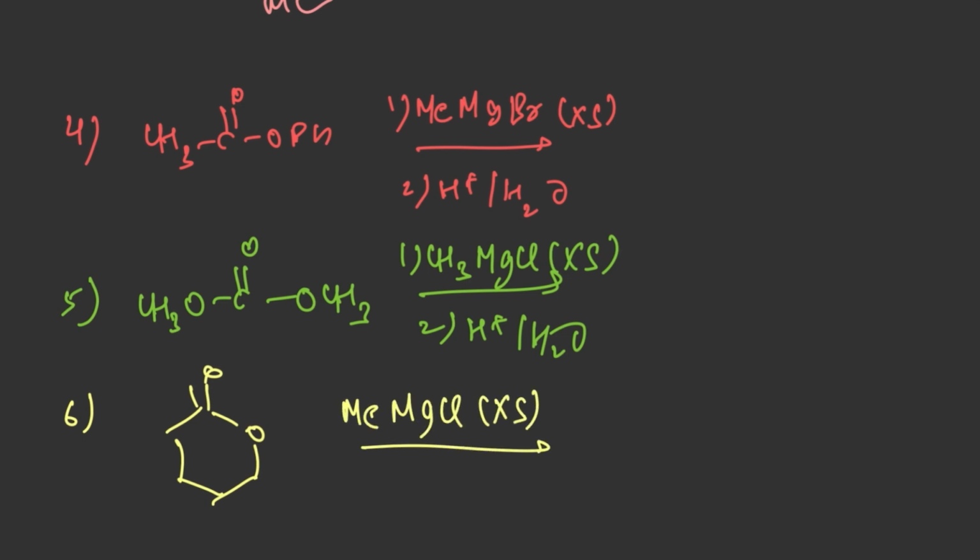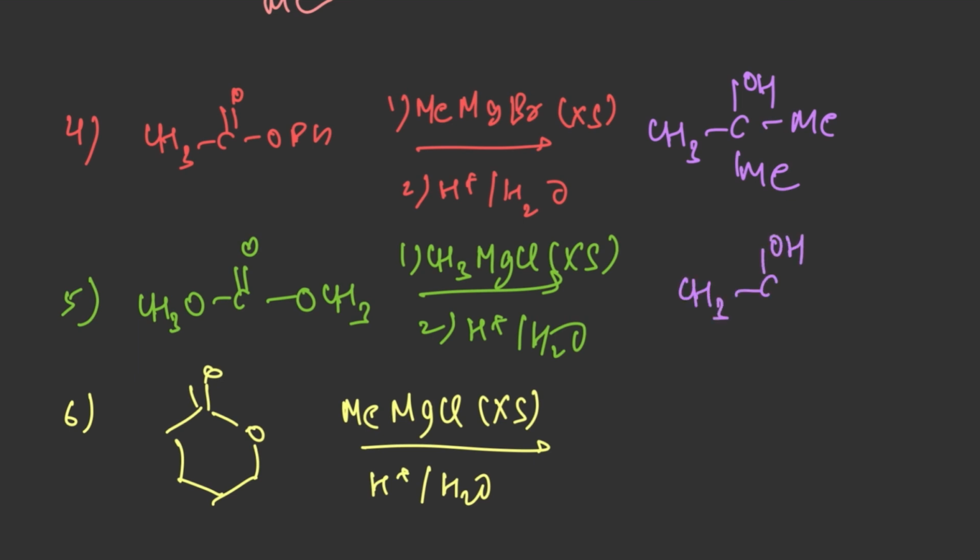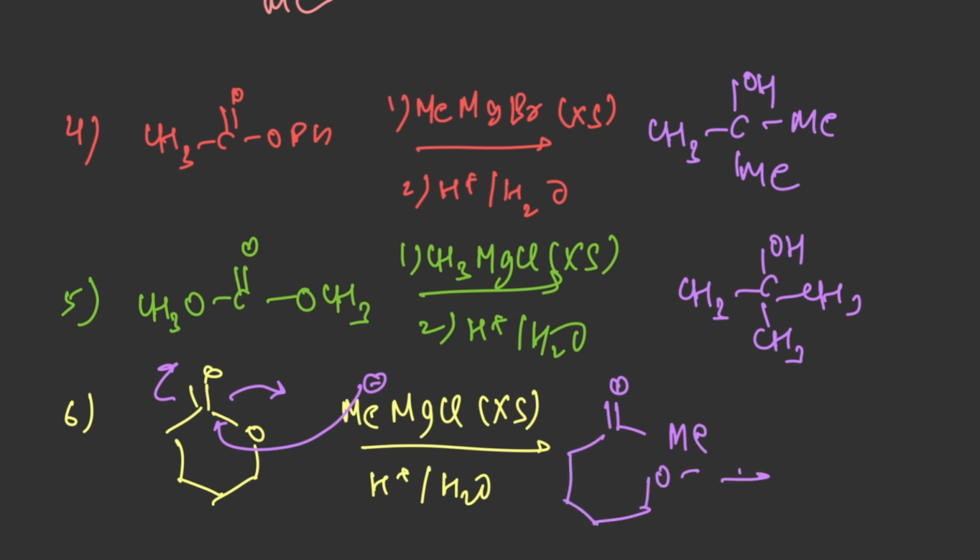Let's look at all these three products. First of all, it will form CH3 COH Me and Me. It will form CH3 COH CH3 and CH3. Again, the same product. And right now, Me minus attacks over here, this ring flips up and the leaving group leaves. Double bond O Me, O minus, it will form, and on further hydrolysis it will form OH Me Me OH.